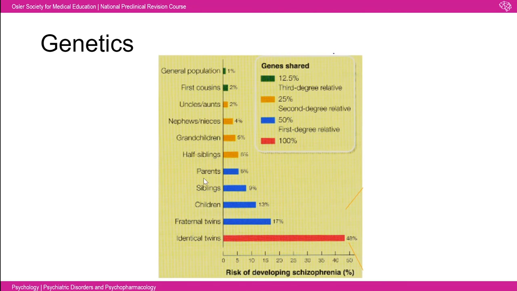And then that risk goes down with how related you are. So your 1% risk is the general public, but 48% if your identical twin also had schizophrenia. And then if it was just another sibling, it'd be 9%.